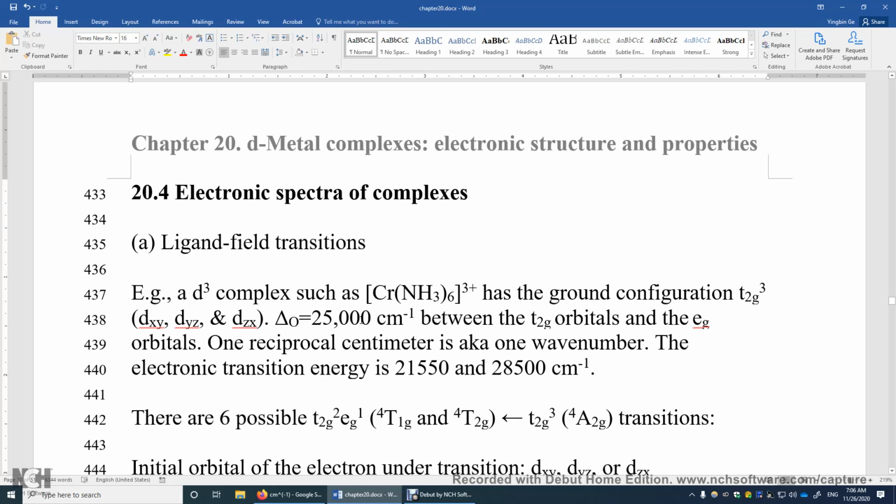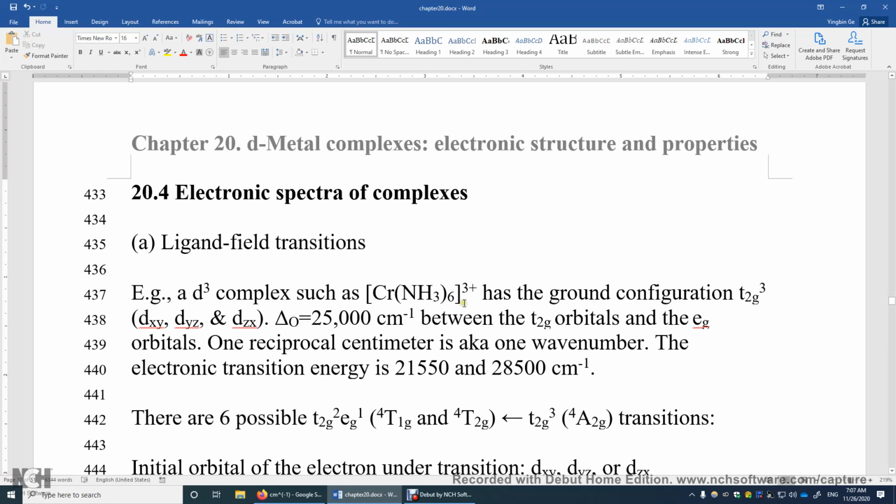But actually, if you take the UV-vis spectrum of this transition metal complex, you will see there are actually 2 corresponding electronic transitions. Their energies correspond to these 2 numbers, 21,550 and 28,500. So these 2 numbers are close to 25,000. But first, why are there 2 different transitions, and second, why is this one lower than 25,000 and this one higher than it?